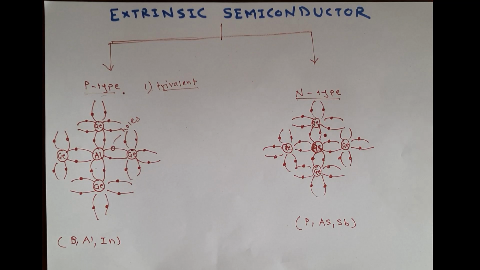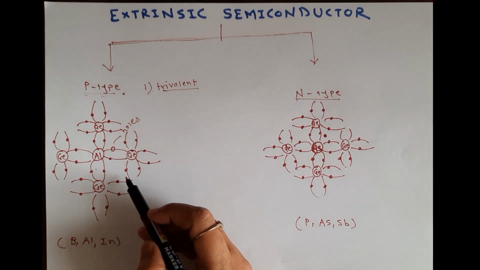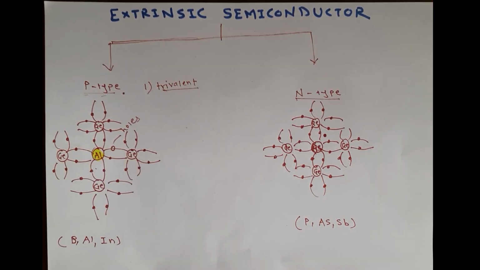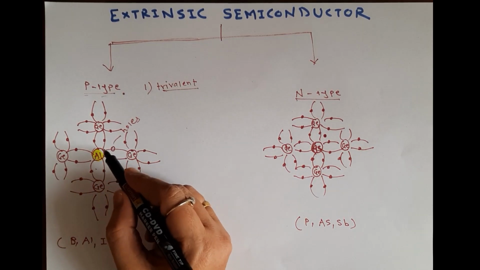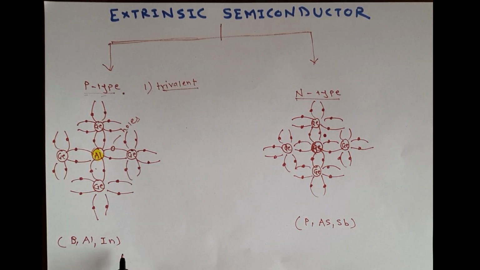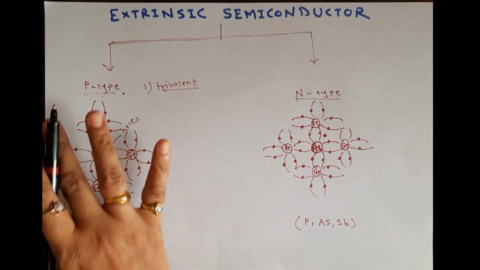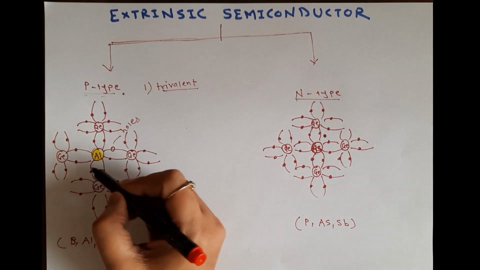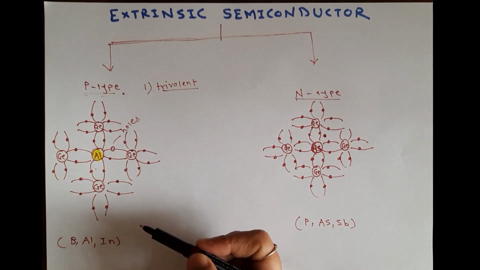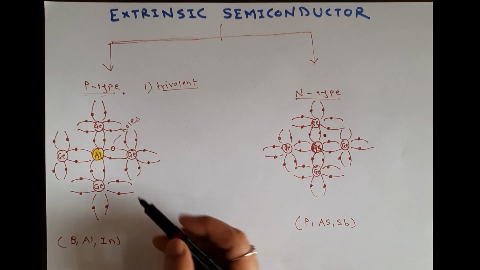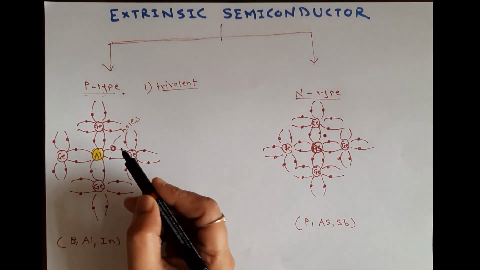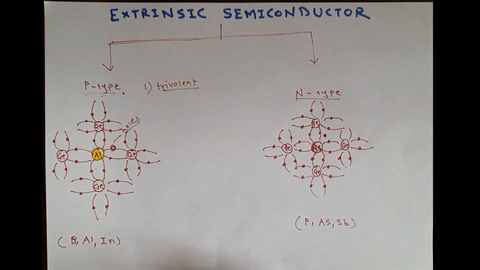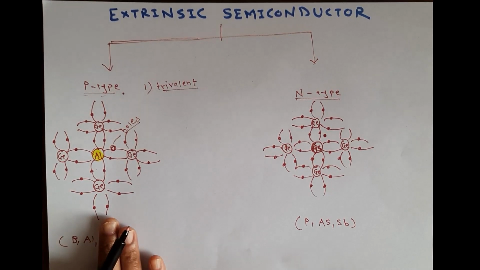Now what happens? As we know, germanium and silicon are tetravalent, so they have 4 valence electrons. If a trivalent impurity like aluminum, boron, indium is added to the pure germanium crystal, the 3 electrons form covalent bonds with the neighboring germanium atoms. One of the 4 bonds remains incomplete, and this vacancy of electron, that is a hole, acts as a charge carrier in the p-type semiconductor.